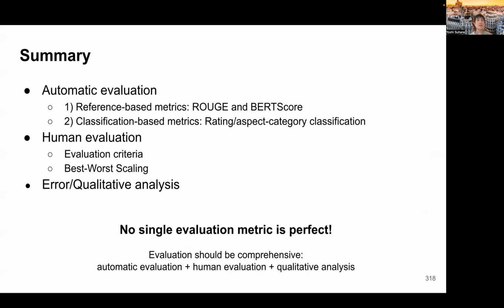This section has covered different approaches for evaluation: automatic evaluation, human evaluation, and qualitative analysis. It is common and essential for opinion summarization research to conduct multiple evaluation approaches to evaluate solutions in a comprehensive manner.